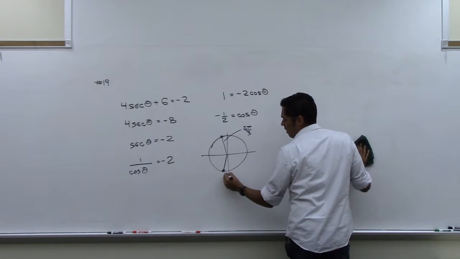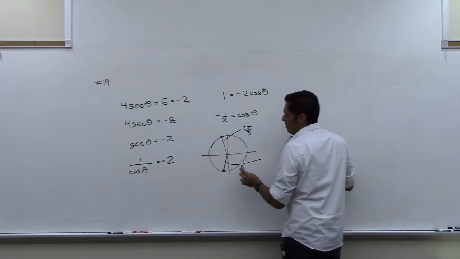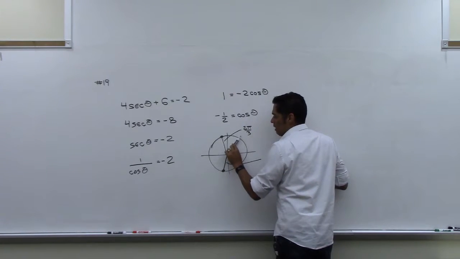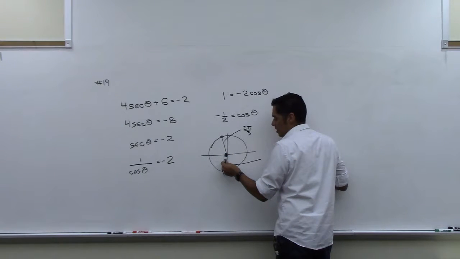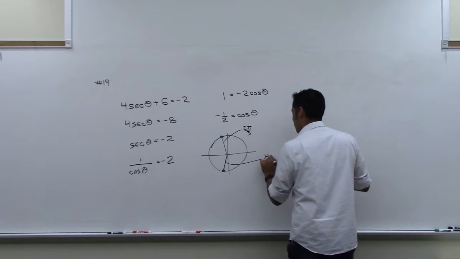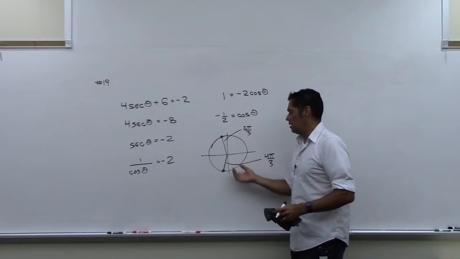And then this one right here is, let's see, if we count it by pi over 6, just to practice this again. You got pi over 6, 2 pi over 6, 3 pi over 6, 4 pi over 6, which reduces. 5 pi over 6, 6 pi over 6, 7 pi over 6, 8 pi over 6, which reduces to be 4 pi over 3. So 4 pi over 3. And those are the only two solutions within 0 to 2 pi.